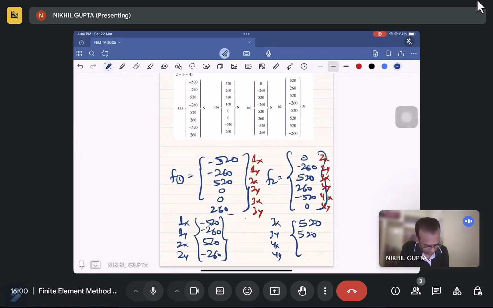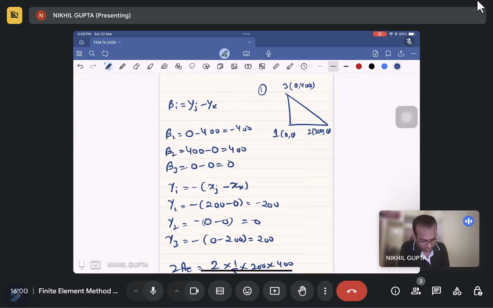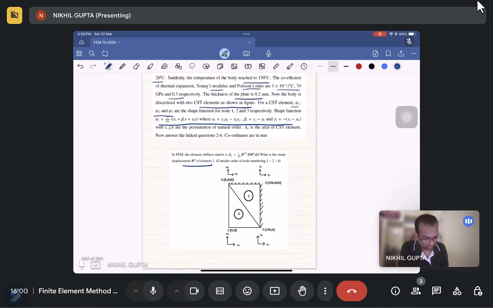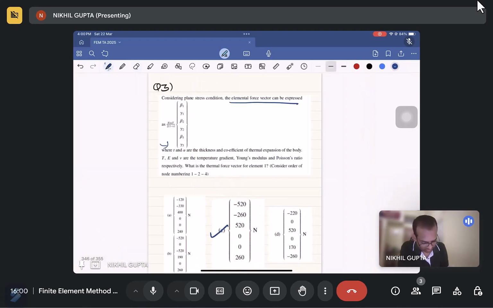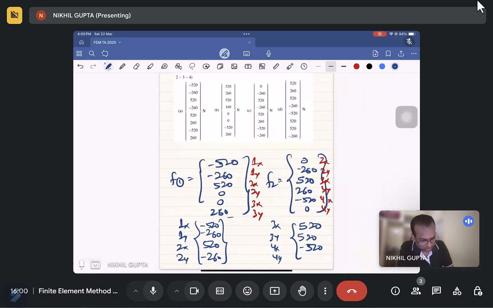260, and 4x is minus 520, and this should be 4y, 3x, 3y. The first is 1 2 3. Let me check the question. Oh, this is 1 2 4, and this is 2 3 4. Okay, sorry. So this is fourth actually in the global coordinate system. So this will be 4x, 4y, and this will be 4x, 4y.